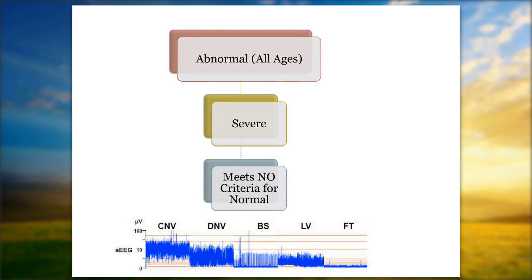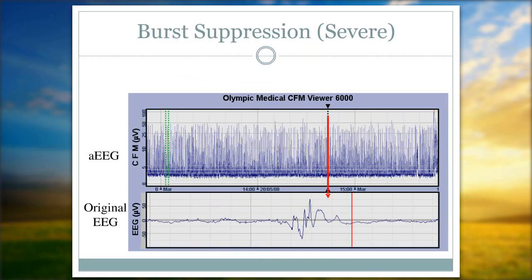pathological tracing as well. So you can see on this tracing, our upper margin is still above 10. And then the lower margin is definitely less than 5. And you can see it's very low and has very minimal variability at all.